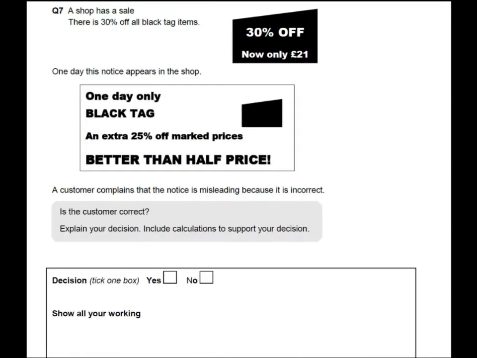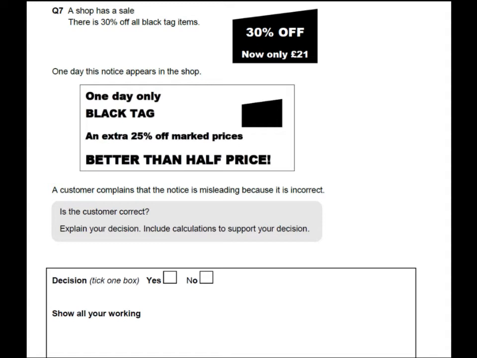Question 7. A shop has a sale and there is 30% off all black tag items. One day, this notice appears in the shop and it says one day only, black tag an extra 25% off the marked price, saying that it's better than half price. A customer explains that the notice is misleading because it is incorrect. Is the customer correct? And explain your decision, including calculations to support your decisions.